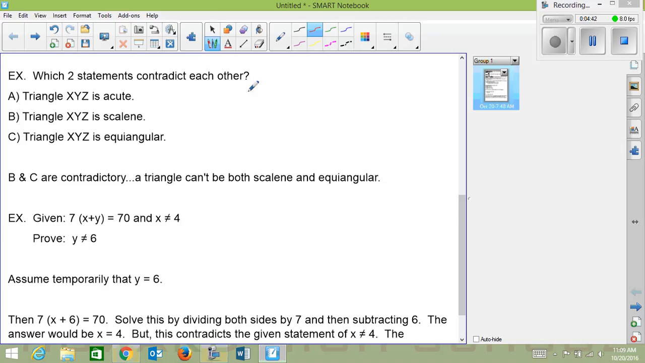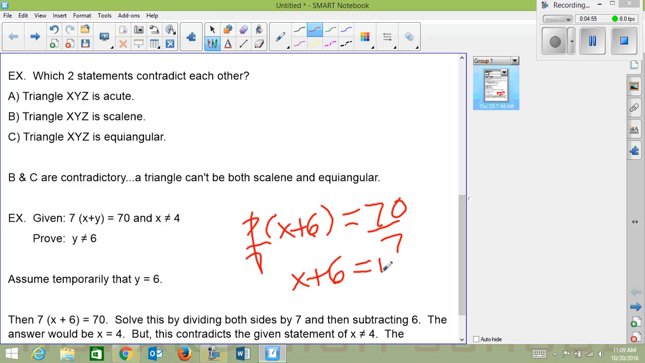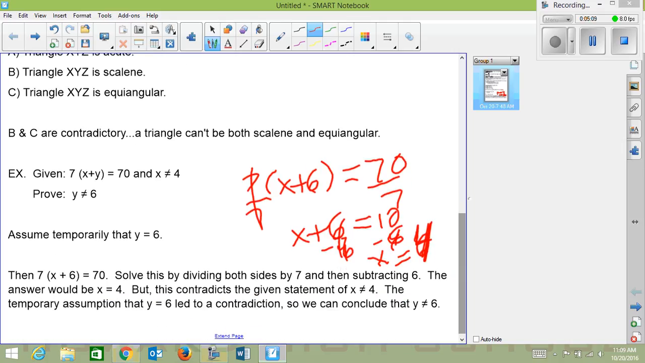Here I'll write that out quick so you can see what I'm doing. So 7 times (x plus 6) equals 70. I'm going to first divide by 7. Then I have x plus 6 equals 10. Then I subtract 6, and x would equal 4, which is what I said right there.